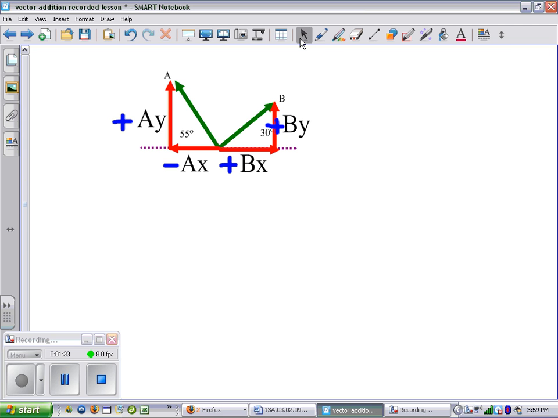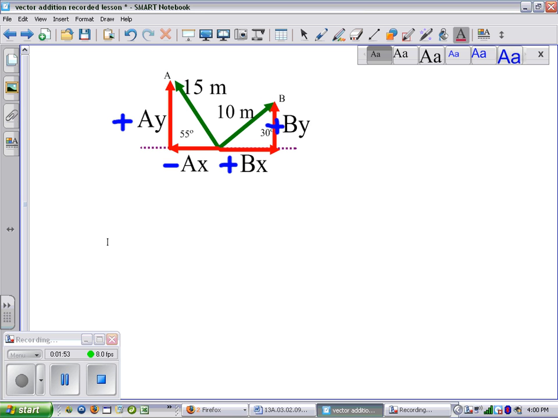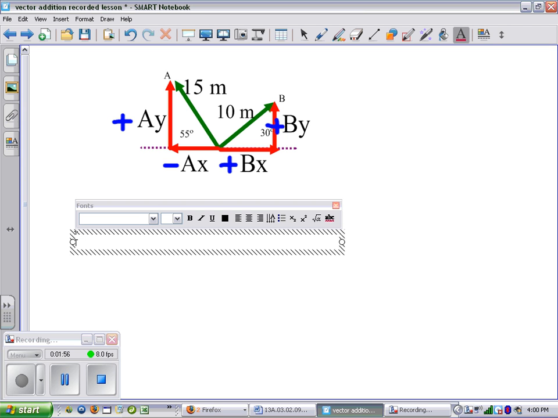Now that I have their orientations identified, I need to use some right triangle relationships to determine their relative lengths. The hypotenuse of vector A is 15 meters, so to determine side Ay, I'm going to use trigonometric relationships and say the sine of 55 equals the opposite, which is Ay, divided by the hypotenuse, which is 15.